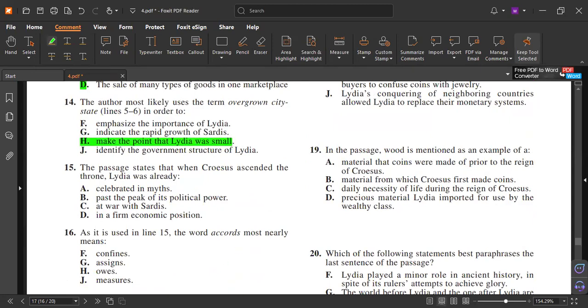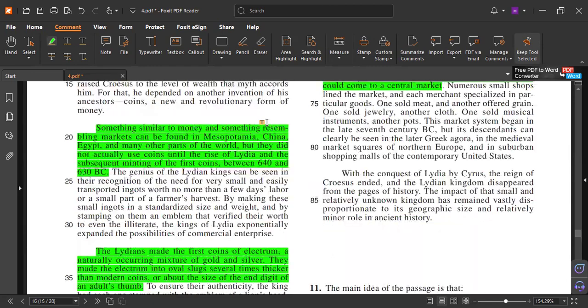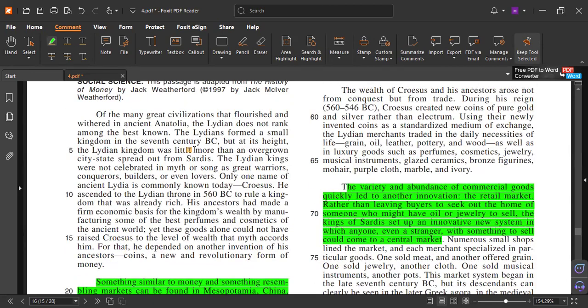Wait, we need evidence. The author most likely uses the term in order to... we don't care what the term means, we care about the idea around it. He wants you to read around this one. Overgrown city-state. Why? Let's go to lines 5-6. Let's see the idea. Remember, the sentence starts with "of". It means about the meaning.